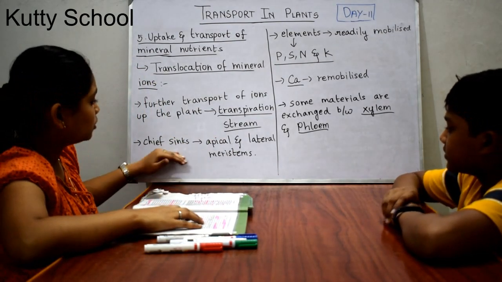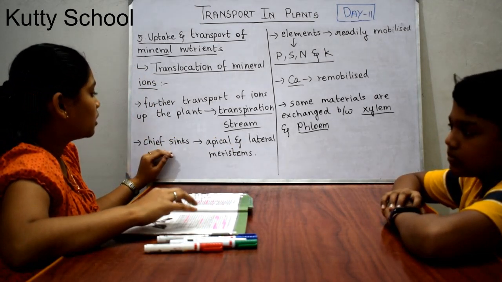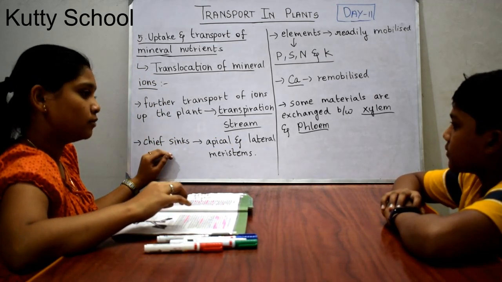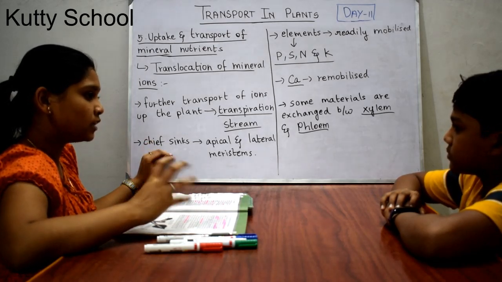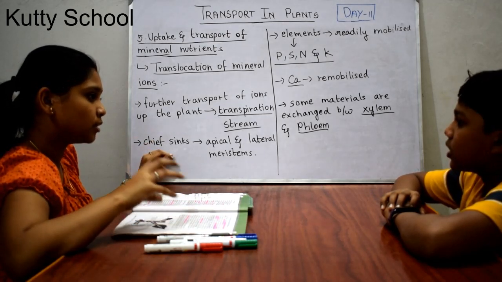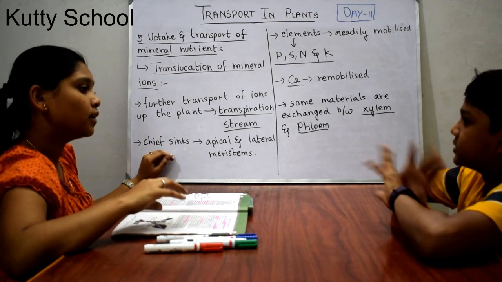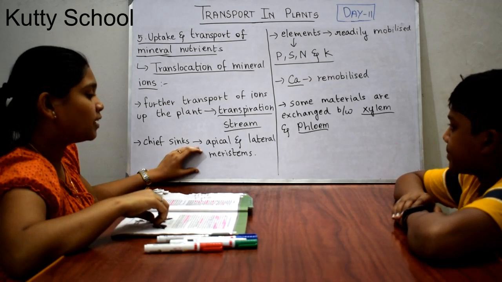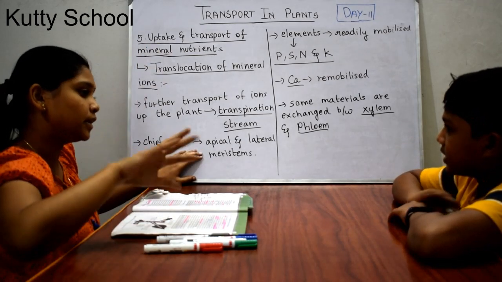Likewise, for mineral ions, the source is generally the soil. But if you take a plant, the source of mineral ions is the roots, because they are absorbing. So that is the source. And where are the sinks? Sinks are other parts of the plant, the apical meristem and the lateral meristem.